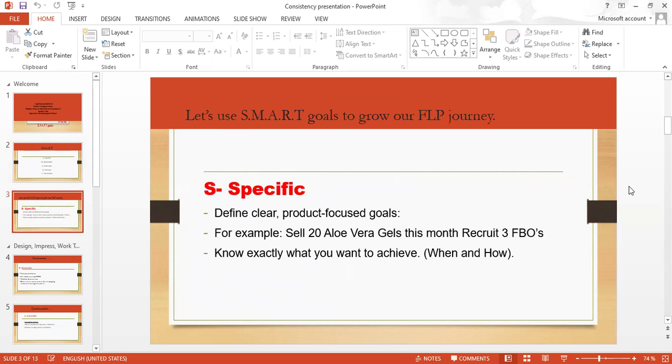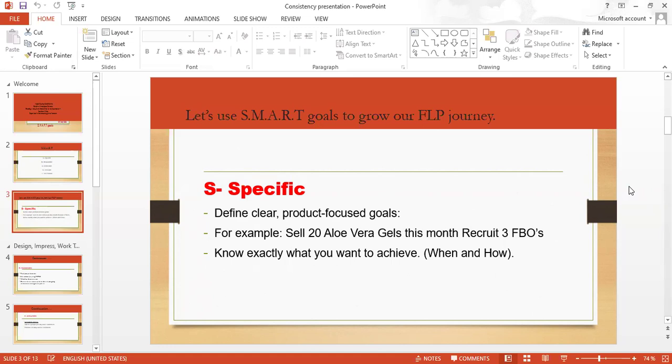Okay, what does specific mean? We need to make sure our goals are clear and product focused. For example, you say, this month I want to be 4 CC active. How am I going to do that? I'm going to sell 20 aloe vera gel this month, and I'm going to recruit 3 FBOs. So you need to be specific. That way, you're going to concentrate on your goal, and that way you will achieve it. Know exactly what you want to achieve, when and how.